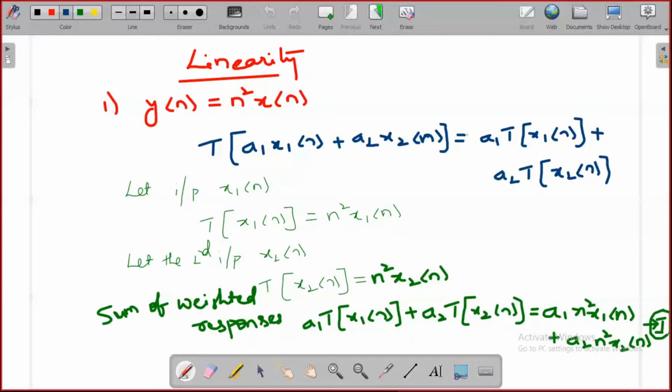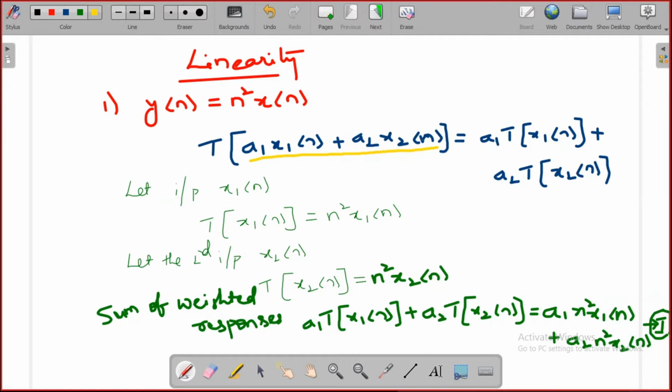So we evaluated the system response for the inputs x1 and x2. Then we evaluated the sum of weighted responses, that is a1 T of x1 of n plus a2 T of x2 of n. Then we found the response of the system to a sum of weighted inputs. When you are finding this, you need to write a1 x1 of n plus a2 x2 of n in place of x of n. That's it. The remaining is the same.